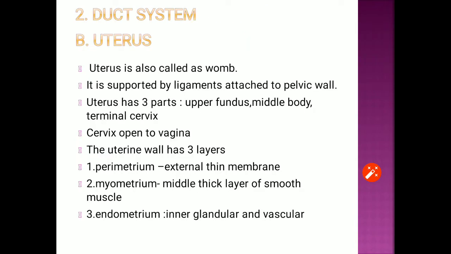Uterus is also called as womb. It is supported by ligaments attached to the pelvic wall. Uterus has three parts: upper fundus, middle body and the terminal cervix. Cervix opens to vagina. The uterine wall has three layers: perimetrium, the external thin membrane; myometrium, the middle thick layer of smooth muscles; and the endometrium, that is the inner glandular and vascular layer.